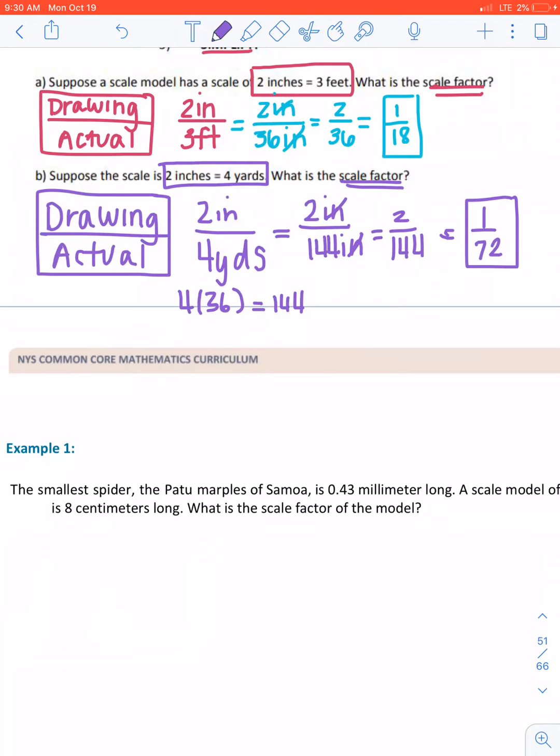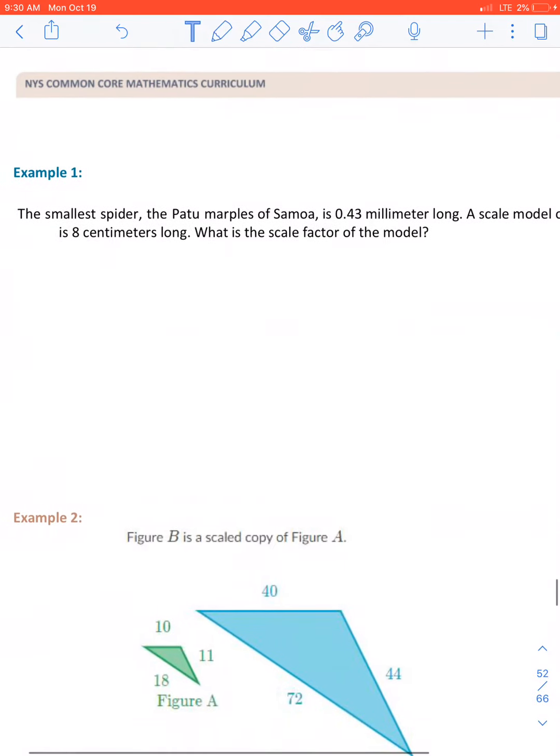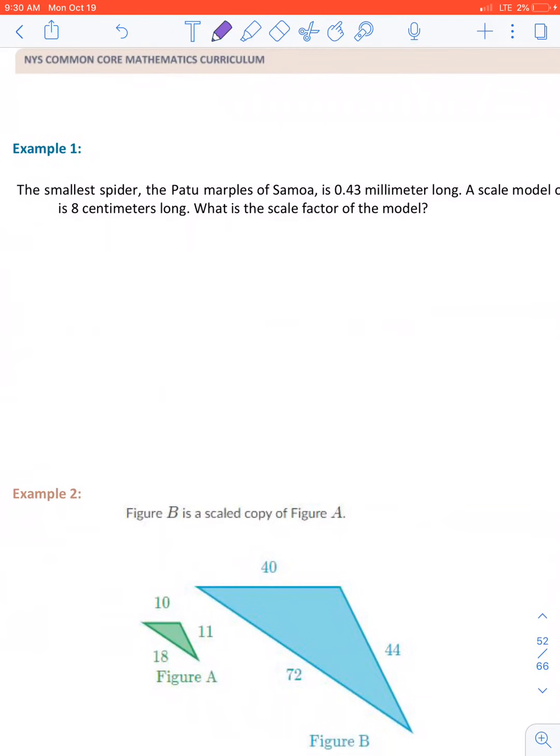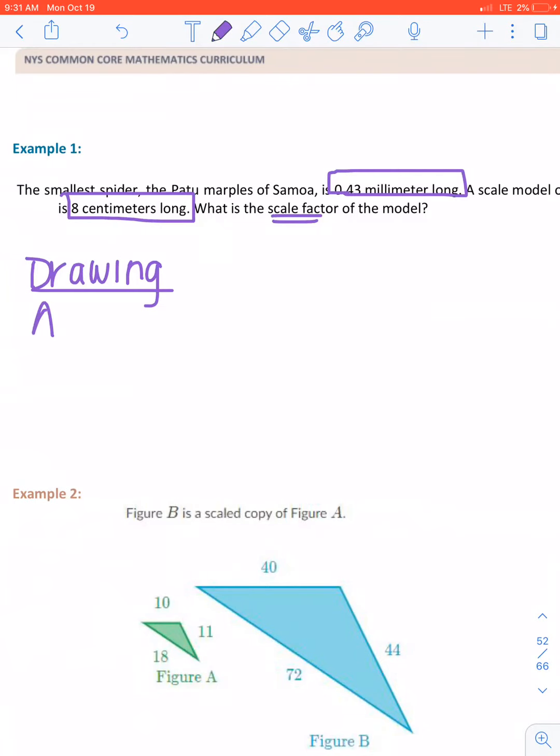All right, let's go to the next example. We're going to do a little word problem here. Okay, this time we're talking about a spider. This is the actual length of the spider, 0.43 millimeters. But in the drawing, because it's so small you can't see it, they're going to draw it at 8 centimeters long, and they want to know what is the scale factor. So just a reminder that we're going to do drawing over actual. That's your ratio for a scale drawing.